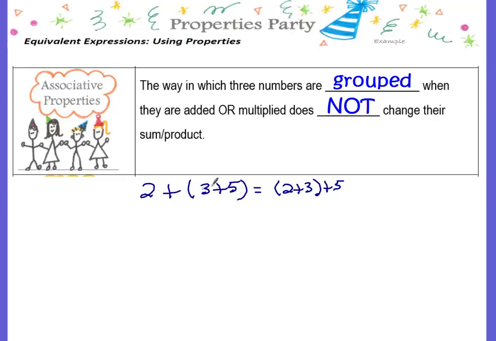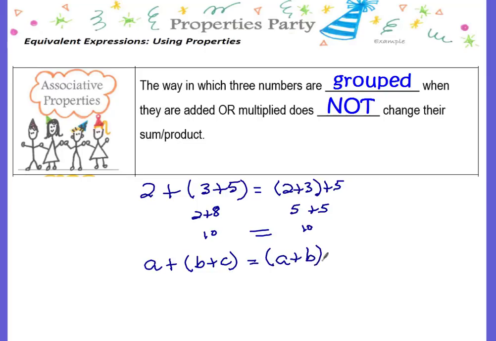So let's see if it works. 3 plus 5 is 8, and when I add 2 plus 8, I get 10. If I group together my 2 plus 3, I get 5, and when I add it with this 5, I get 10. I get the same answer, don't I? The same thing is true for letters. If you have A plus the group of B plus C, you can rewrite this and regroup it. Change your group and group the A plus the B together and then add C, and you get the same value. It does not change your value.